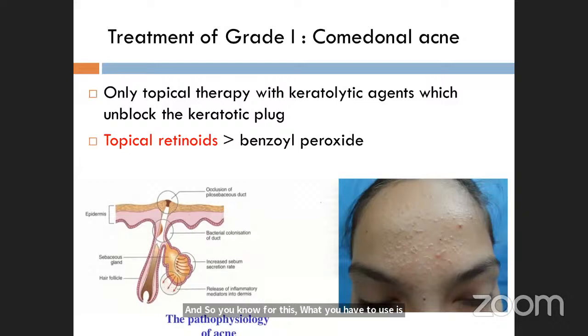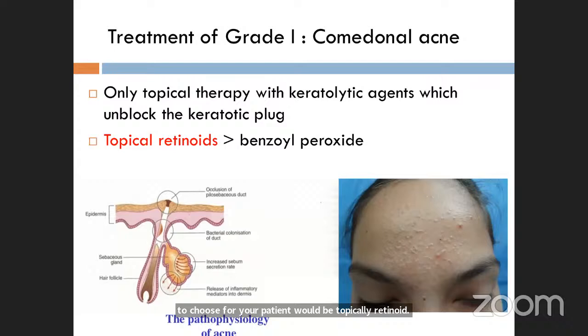keratolytic agents. That is, your effort is only to open this blocked plug. So what are the different keratolytic agents which are available with us? It is topical retinoids, benzoyl peroxide, and azelaic acid. These are basically three products which have keratolytic activity. And the strength of keratolytic activity of topical retinoids is greater than benzoyl peroxide, which is greater than azelaic acid. So the best product to choose for your patient would be topical retinoids.